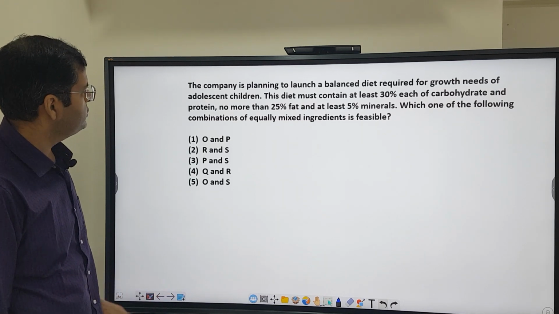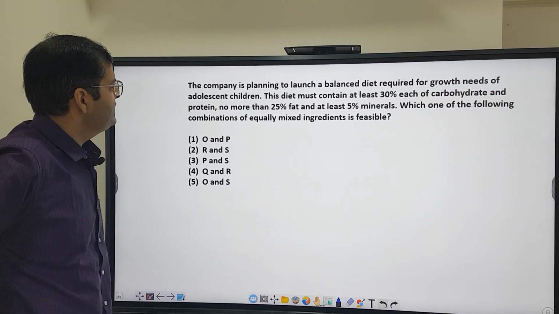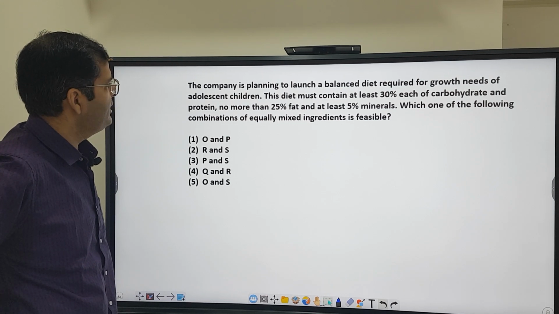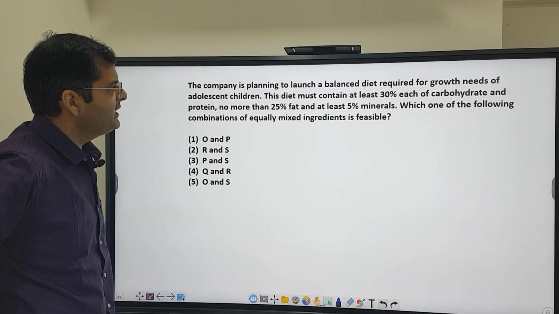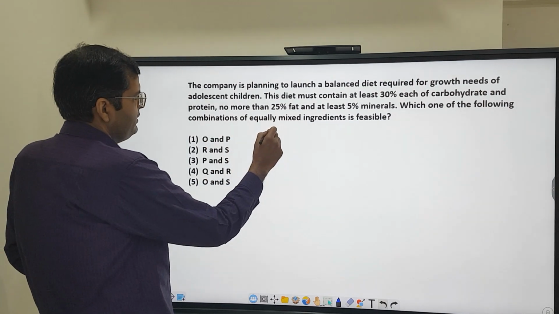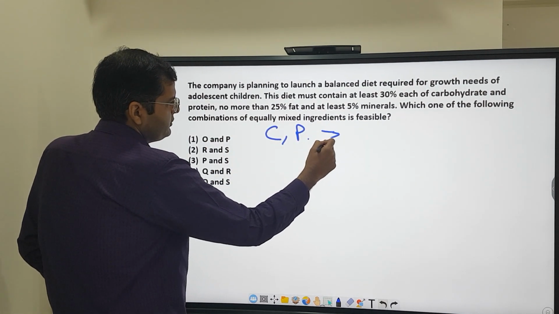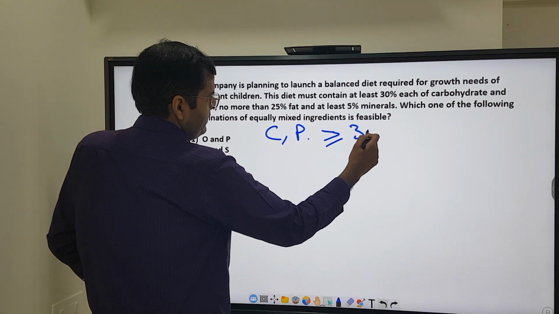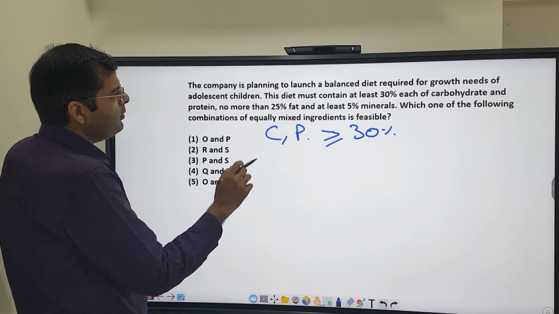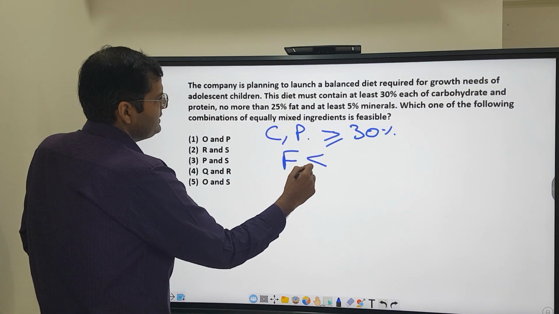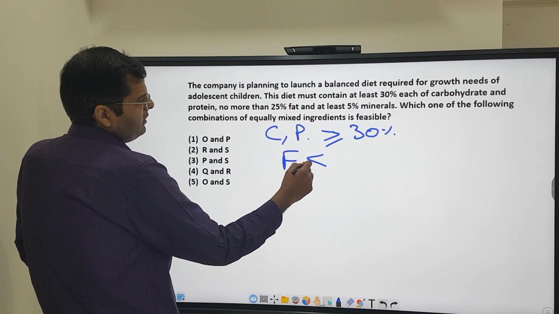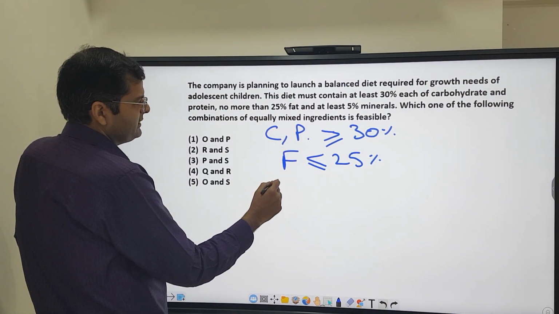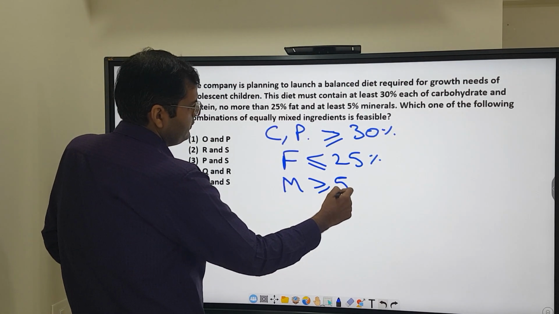So the next question, this is the last question here. It says the company is planning to launch a balanced diet required for growth needs of adolescent children. This diet must contain at least 30% of carbohydrate and protein. So carbohydrate and protein has to be at least 30%, meaning greater than or equal to 30%. No more than 25% fat. So that means fat is less than or equal to 25%. And at least 5% minerals. So minerals has to be greater than or equal to 5%.